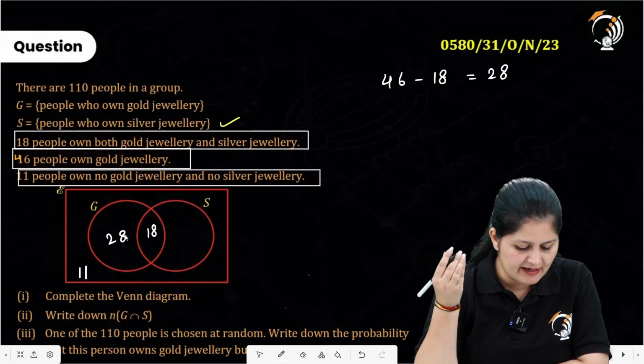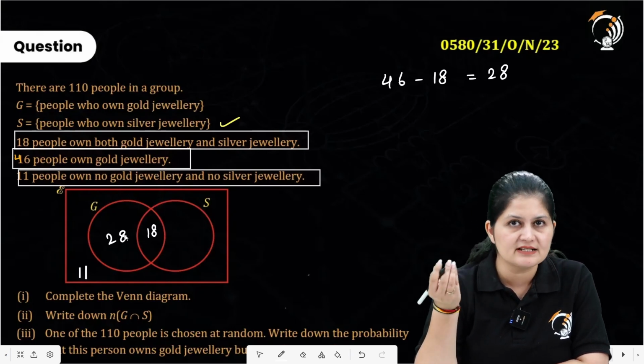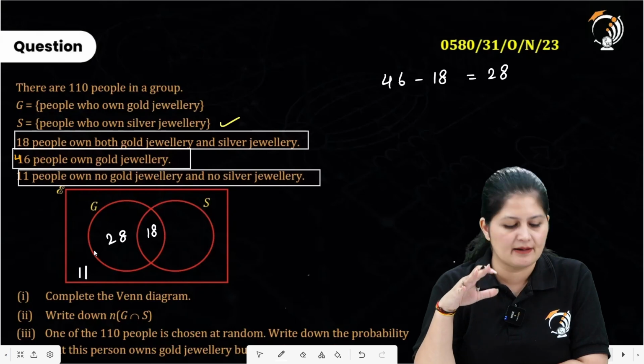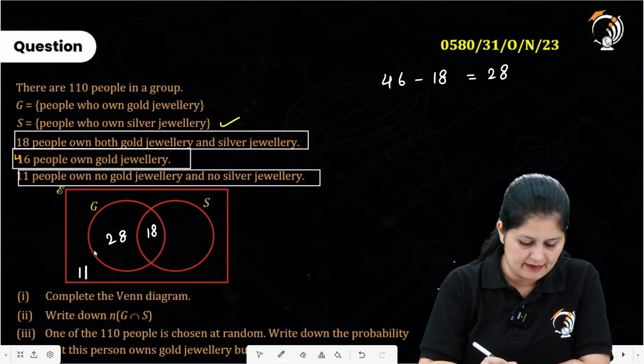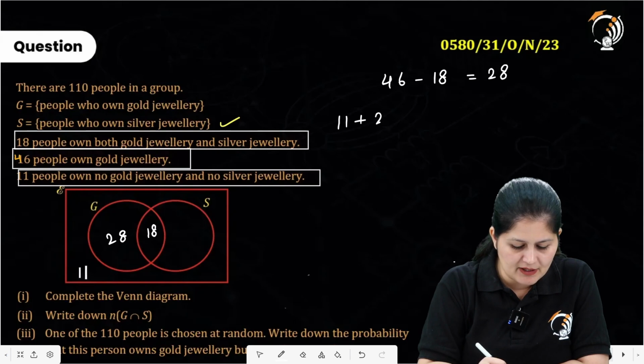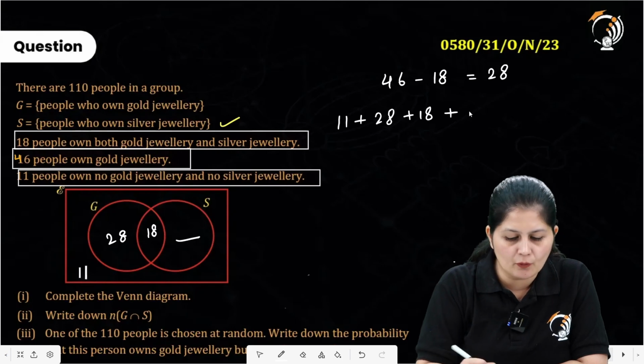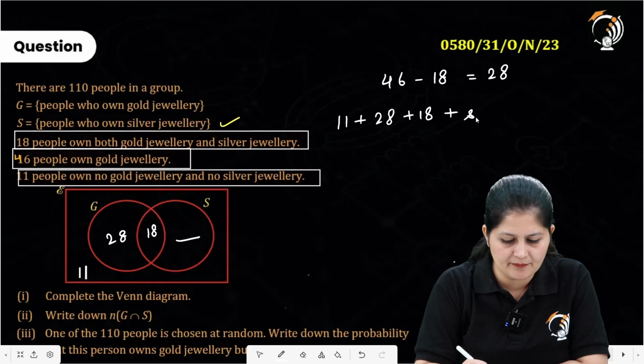Now we can easily find out how many people own only the silver jewelry, because we know that the sum of all the elements of the Venn diagram is equal to 110, right? So that is going to be 11 plus 28 plus 18 plus the number of people who own only the silver jewelry, so that is equal to 110.